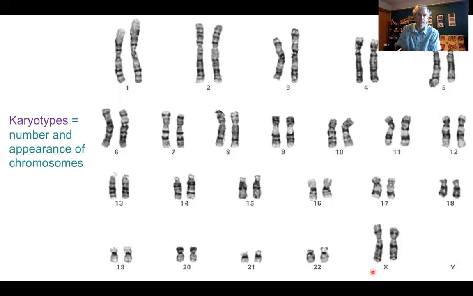Every single one of us has 23 pairs of chromosomes, hence the name 23andMe, the genetic company that will tell you your genes. It's based on the idea that you, me, we have 23 pairs of chromosomes. Those 23 pairs of chromosomes determine who we are. So this is a karyotype.